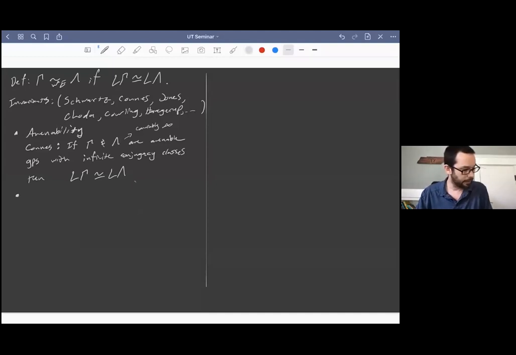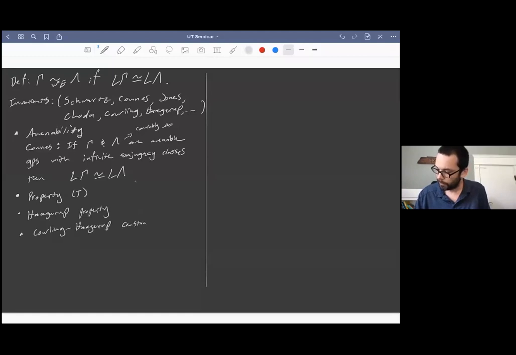Other invariants, we also have property T. So this is a result of Connes and Jones. And we have the Haagerup property. So this is due to Popa. And we also have the Cowling-Haagerup constant, which is due to Cowling and Haagerup.